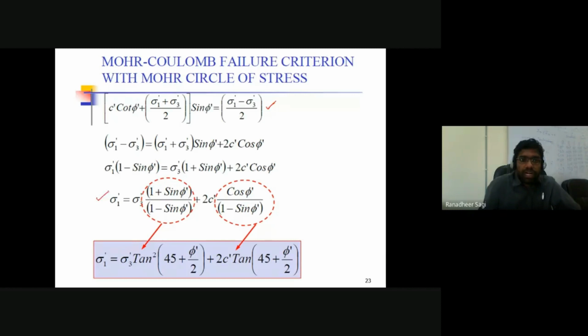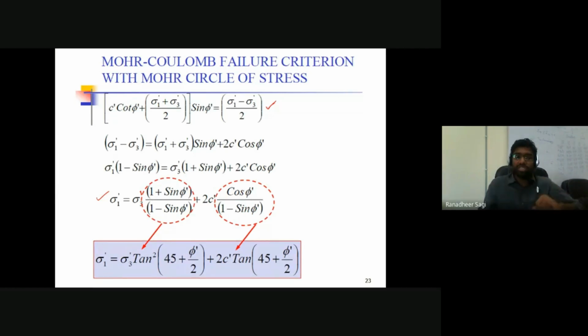Okay, so sigma 1 dash is equal to sigma 3 dash into 1 plus sine phi dash by 1 minus sine phi dash plus 2c dash into cos phi dash by 1 minus sine phi dash. This is what I have as a relation between sigma 1 dash and sigma 3 dash. In case sigma 3 dash data is known, I can calculate sigma 1 dash at failure of that soil sample. Or if sigma 1 dash data is known, then I can go ahead in calculating sigma 3 dash at failure of the soil sample, given the C phi parameters of that particular soil.